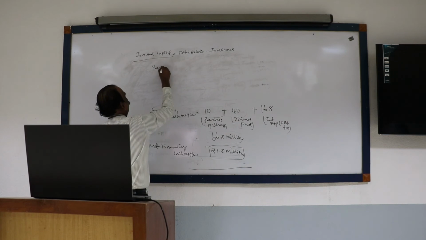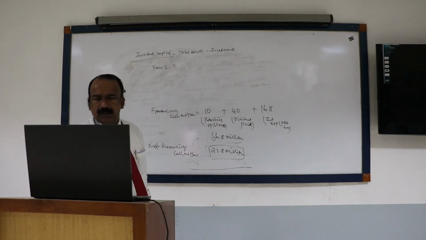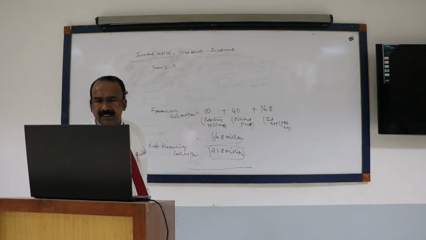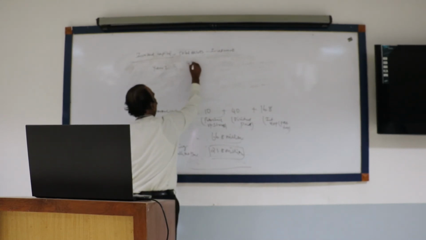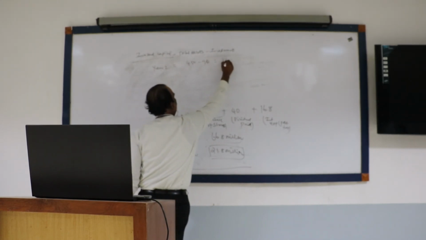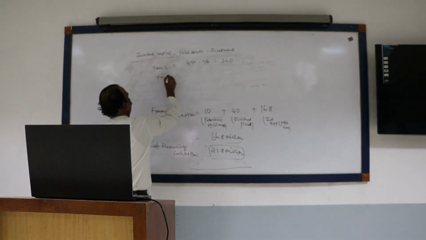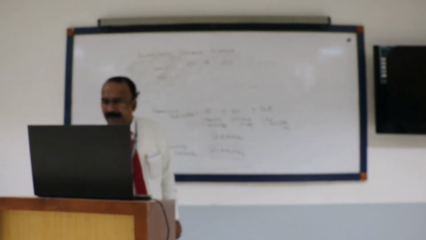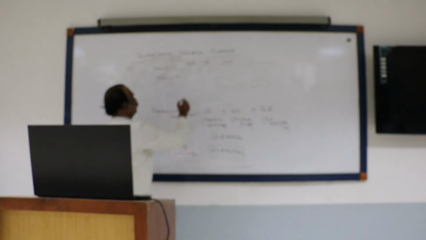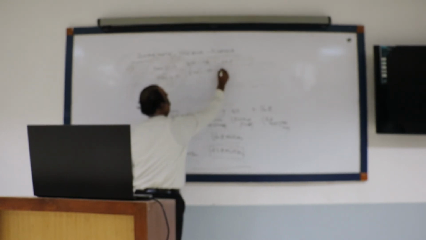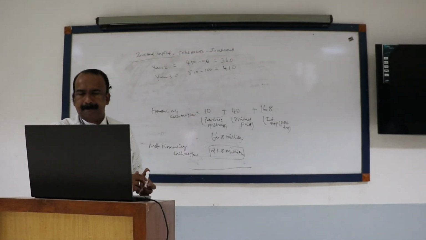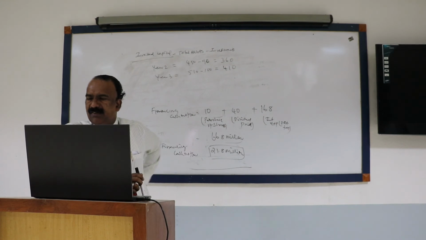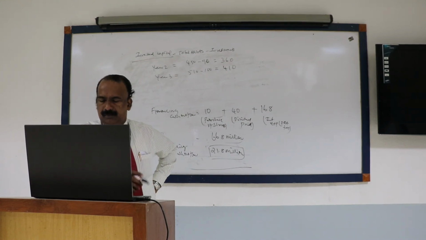So for year 2, it will be 450 minus 90, which is 360. Year 3 will be 510 minus 100, which is 410. Got it? All of you got it? Invested capital? Yes, sir. Okay.